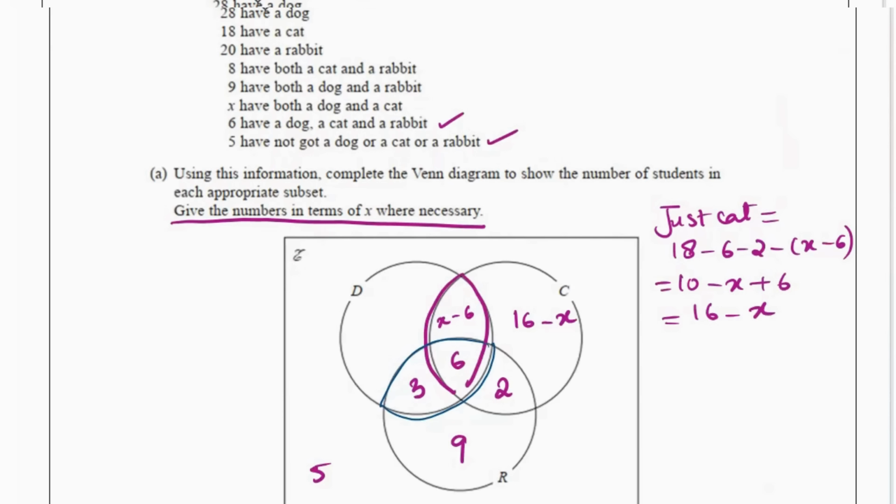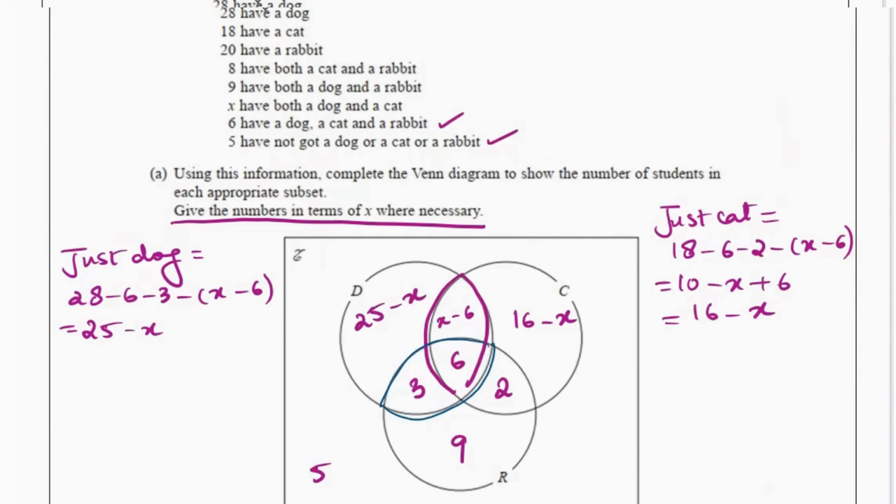Then 28 have a dog, so the entire circle for dog is 28. So just dog is going to be 28 minus 6 minus 3 minus X minus 6, which is going to give us 25 minus X. So this is your Venn diagram based on the given information.